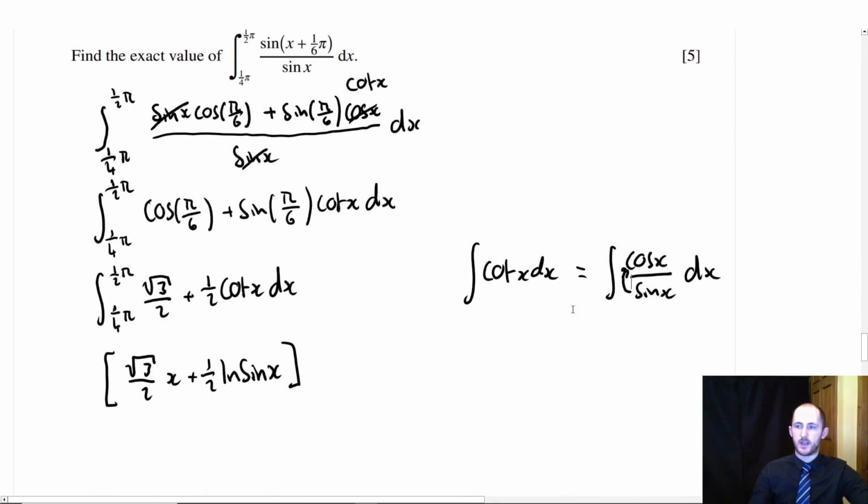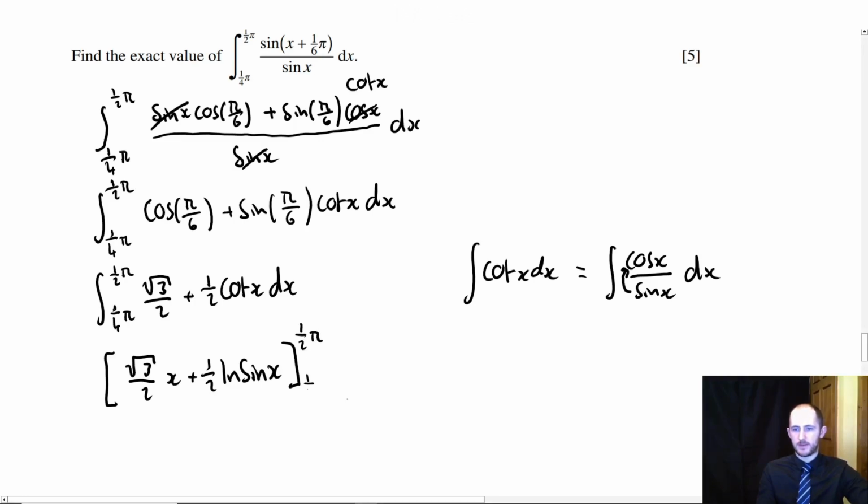So again, differentiate sine, you get positive cos. So what if it was sine over cos? Well, in that case you'd have minus ln cos x, because obviously the differential of cos is negative sine, not positive sine. I hope that makes sense.